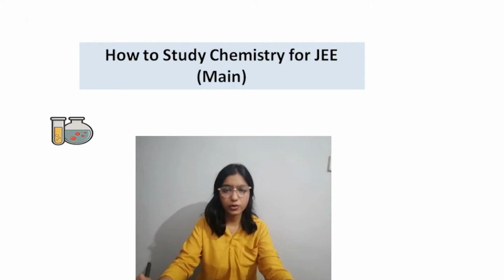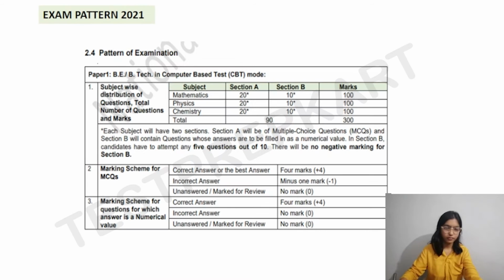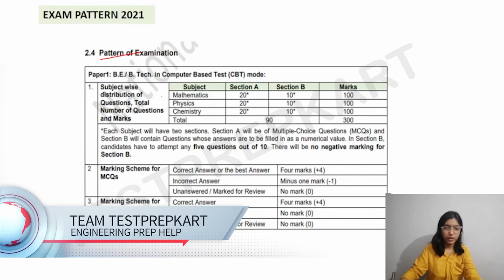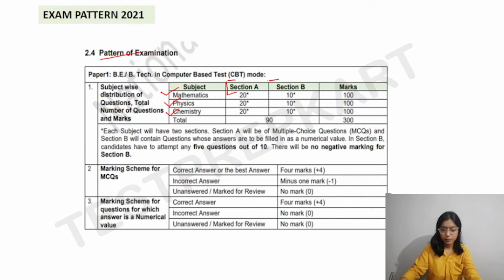In this video, we're going to discuss how to study chemistry for JEE Mains. Okay, so firstly, let's look at the exam pattern. In Paper 1, we have 3 subjects: mathematics, physics, chemistry. Each subject is divided into Section A and Section B. Section A has 20 questions.